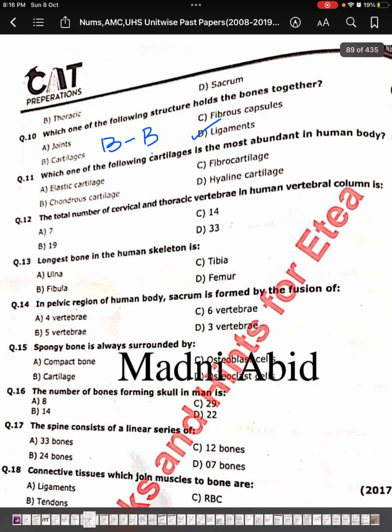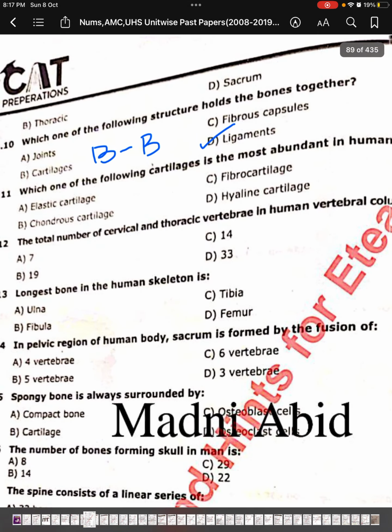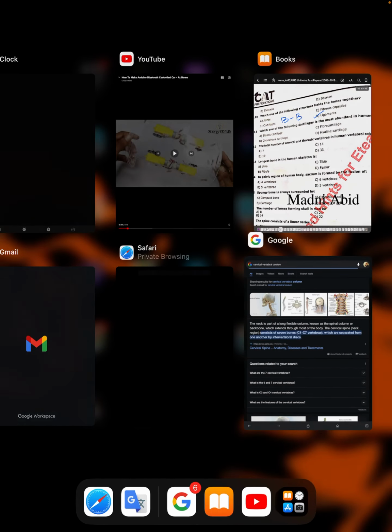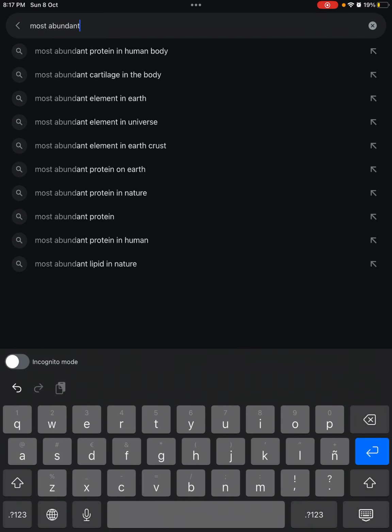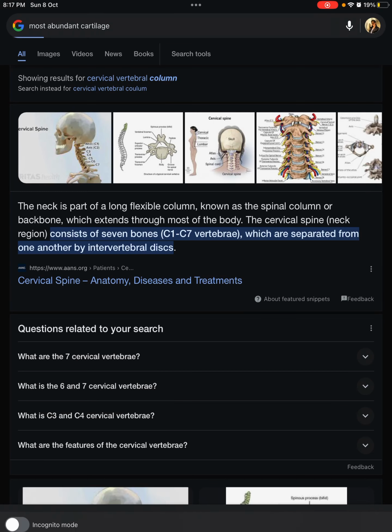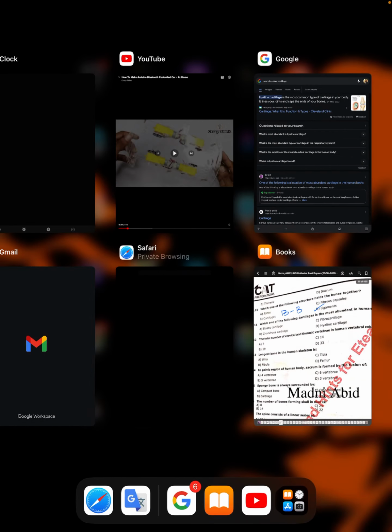Now, which of the following cartilages is the most abundant in the human body? Elastic cartilage, fibrocartilage, hyaline cartilage, or chondrocyte. Actually, I don't know about this. Let me search. The most abundant cartilage is hyaline cartilage. Oh yes, hyaline.